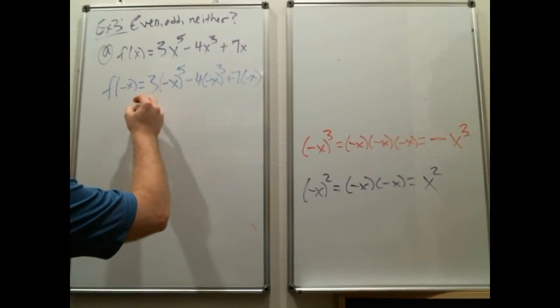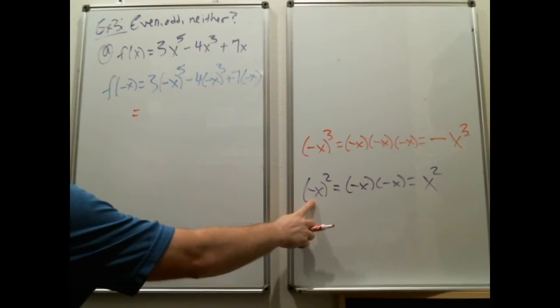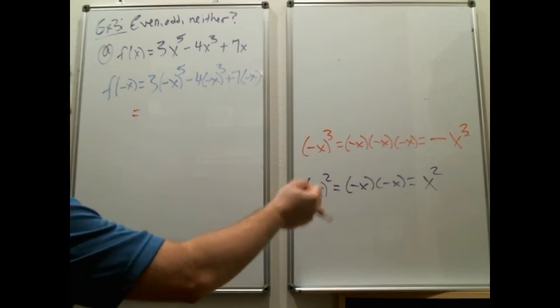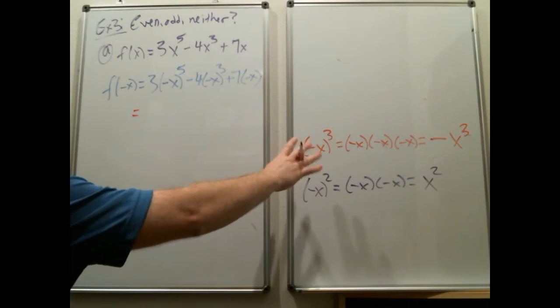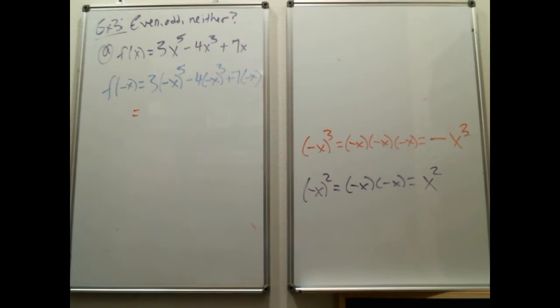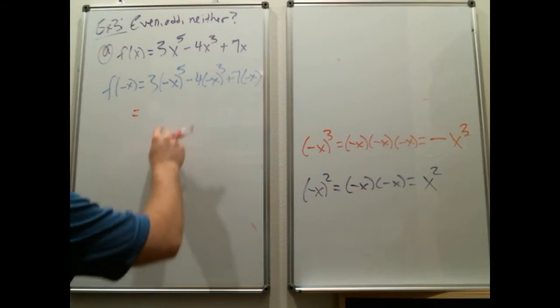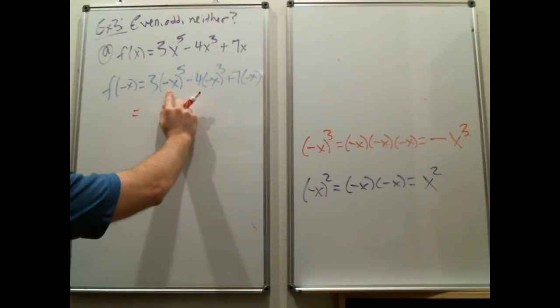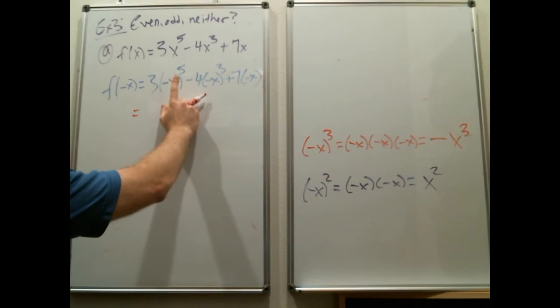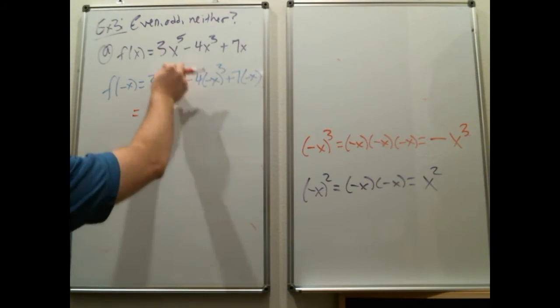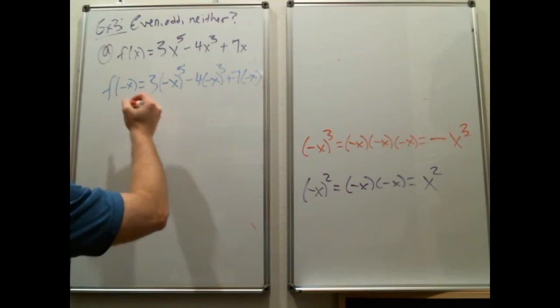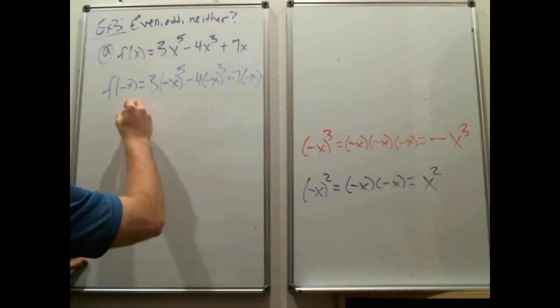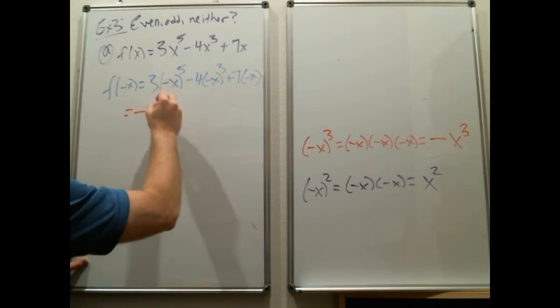Alright, so remember, even, the negative gets eaten away, so it just disappears. But the odd, the negative stays there and just moves to the front of the term. It comes out of the parentheses and to the front. So here I have negative x to the 5th power. 5 is odd, so that means this negative stays, but it moves outside of the parentheses to the front of the term. So now this becomes negative 3x to the 5th.